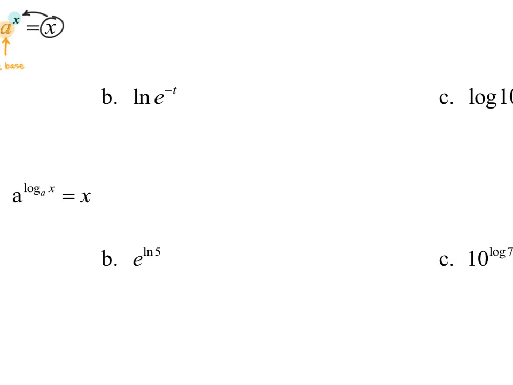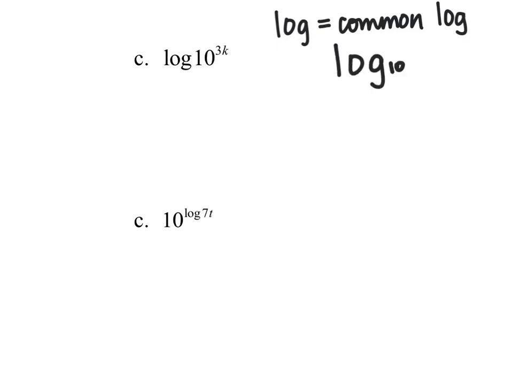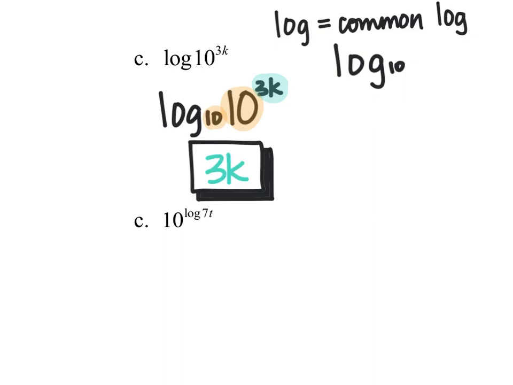For our next example, we have ln of e raised to the negative t power. So we need to remember that the natural log is the same as log base e. So we have log base e of e to the negative t power. So that simplifies to negative t. Our next example is the common log of 10 to the 3k. Remember, the common log is log base 10. So if there is no base visible in the logarithmic expression, then it's automatically base 10. So we have log base 10 of 10 raised to the 3k, so that's going to simplify to 3k.